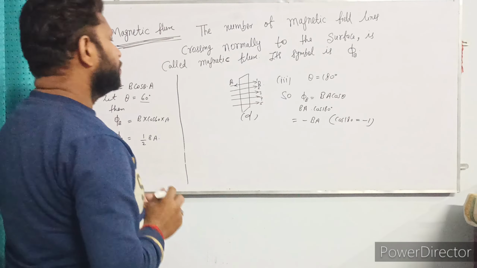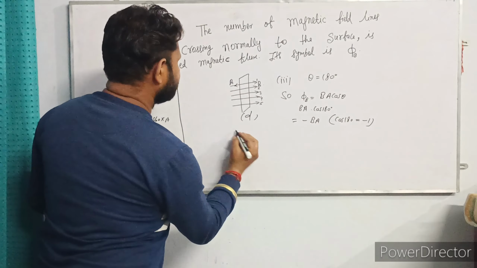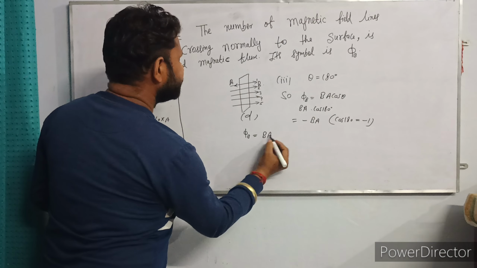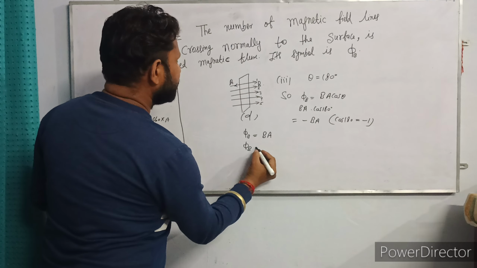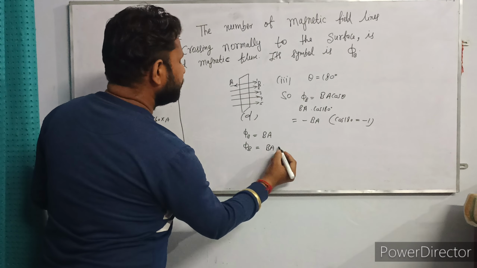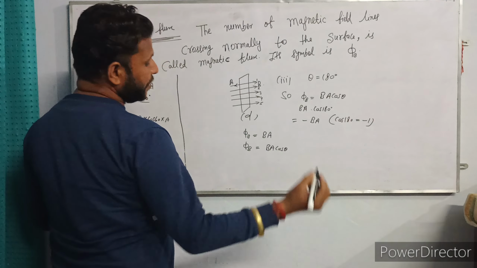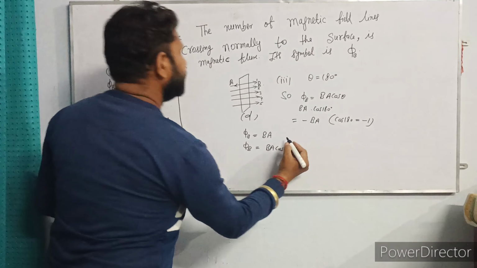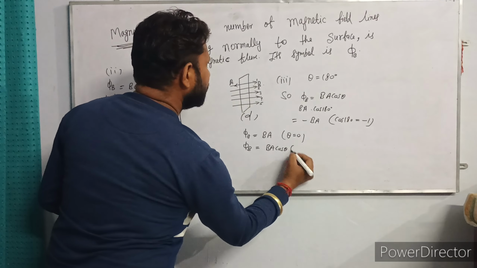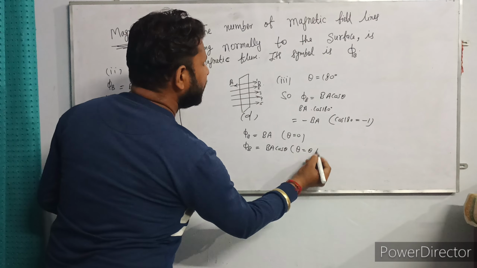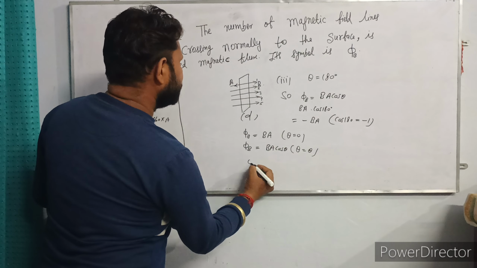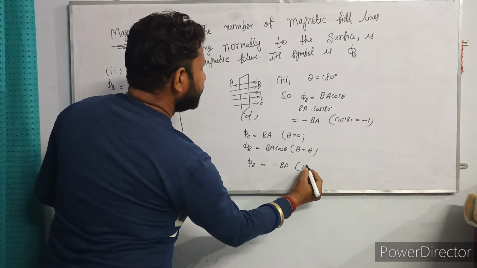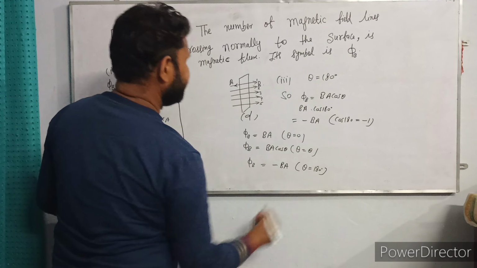Okay students, so three formulas. Magnetic flux equals BA, and magnetic flux equals BA cos theta for some values of theta except 0 and 180. Here theta equals 0. Here theta equals some value. And third, minus BA, and theta equals 180 degrees.